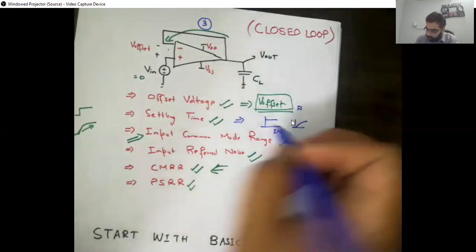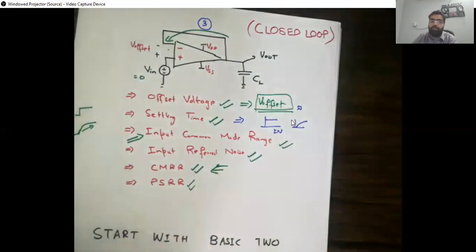The input common mode range: how much input DC value, or how much range, you should apply to the transistor so that all of the transistors used in this op-amp are in saturation. So that also comes from the closed loop configuration.